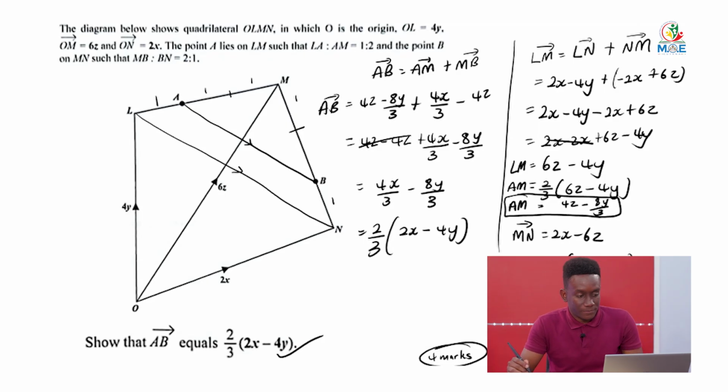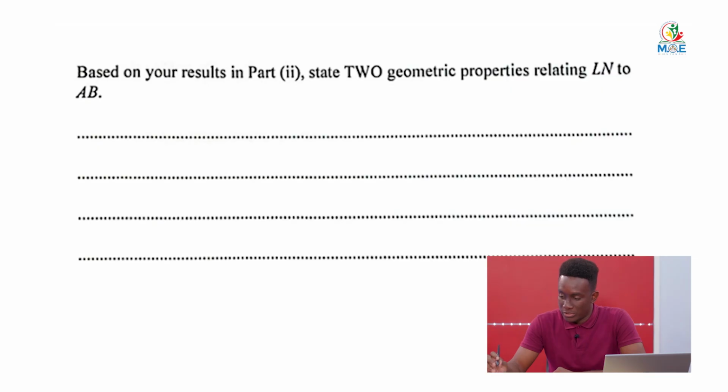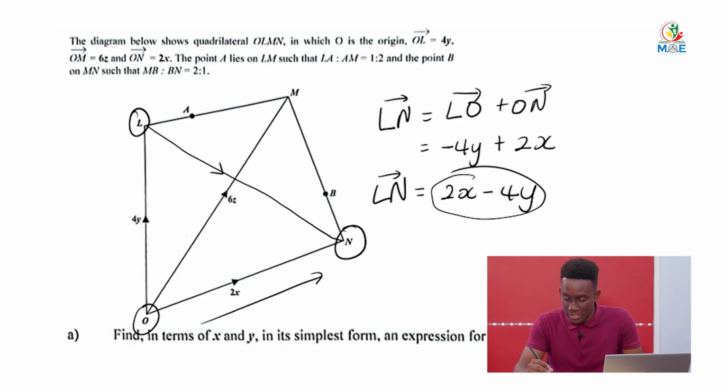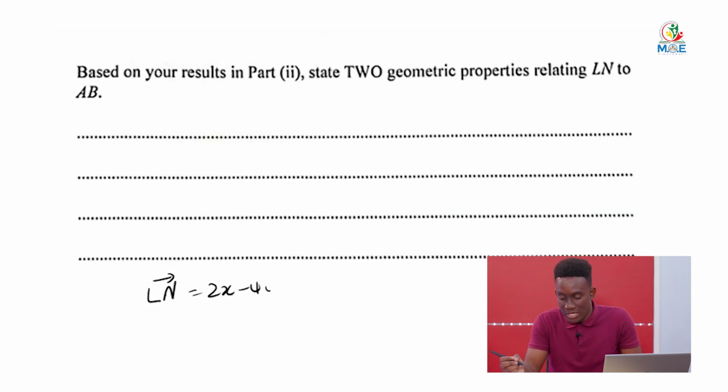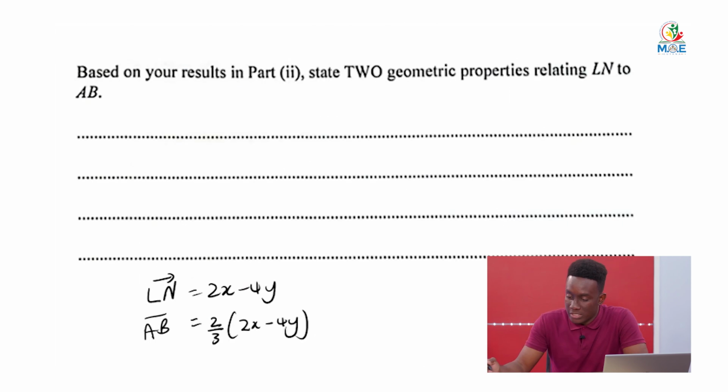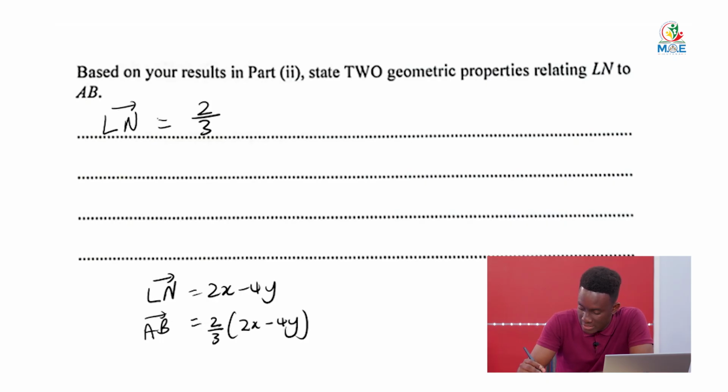So let's go to the last question. The last question says, based on the results in 2, state 2 geometric properties for LM to AB. So LM, we know LM is 2x minus 4y, and we know AB is 2 over 3 of 2x minus 4y. So state 2 geometric properties. So we can say LM is 2 over 3 times AB. And that is 1.